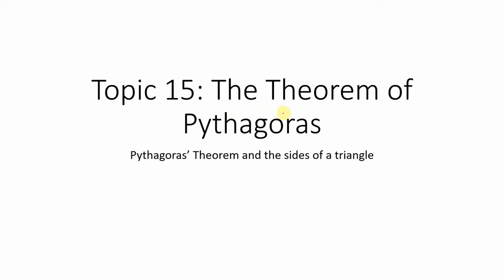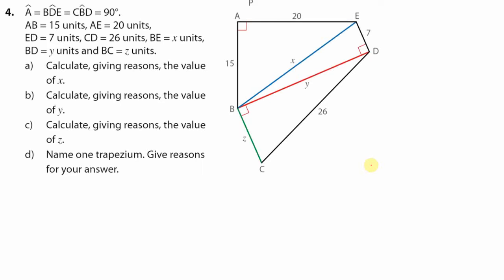We are busy with topic 15, the theorem of Pythagoras. We are looking specifically at Pythagoras theorem and the sides of a triangle, and we are continuing with exercise 15.3. We are looking at number 4. We are given some of the lengths, and what we need to do is to calculate, giving the reasons, the value of x in the first place.